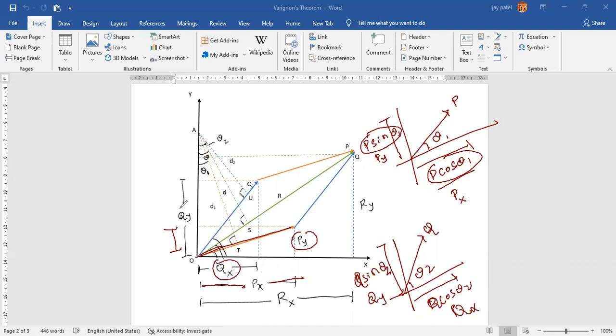What is Qx? What is Qy? Is it clear? Please confirm. I will resolve this force in x and y direction. Is it clear or not? Please confirm. We have only 20 minutes and we have to finish this here. Please be active in the lecture.